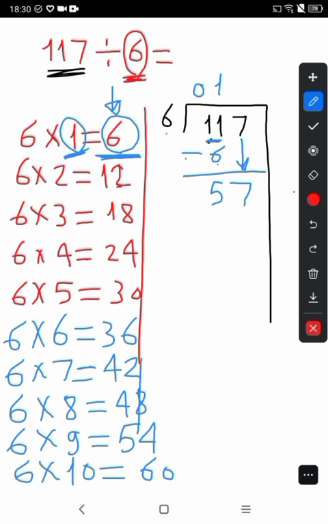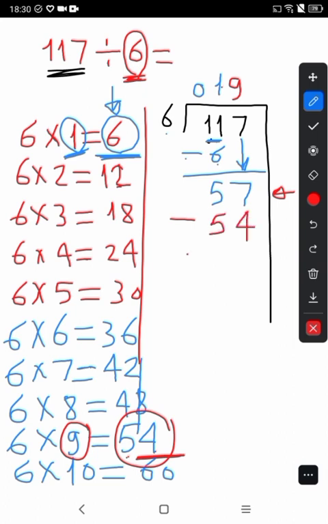Search for 57. 57 is between 54 and 60. Take 54, the smallest, and circle 54 and circle 9. Write 9 up, minus 54 down. Subtract: 7 minus 4, 3. 5 minus 5, 0. And then the remainder will be 3. So the answer is 19 remainder 3. The quotient is 19 and the remainder is 3.